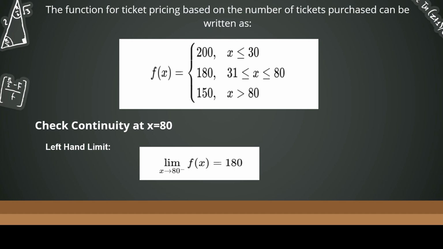Let's also check the continuity at x equals 80, since in our problem we should look at x equals 30 and x equals 80 to see if our function is continuous or discontinuous at that point. So the first thing we should do is to find the left hand limit. Our left hand limit here is 180, since for x less than or equal to 80 and greater than or equal to 31, the price is 180.